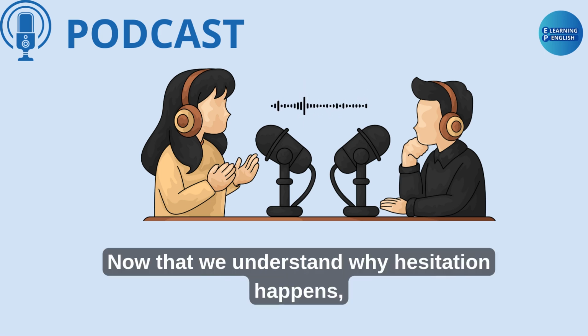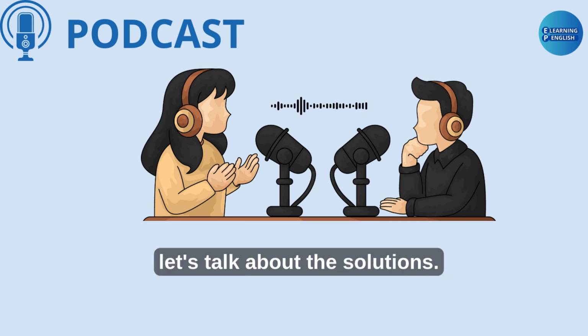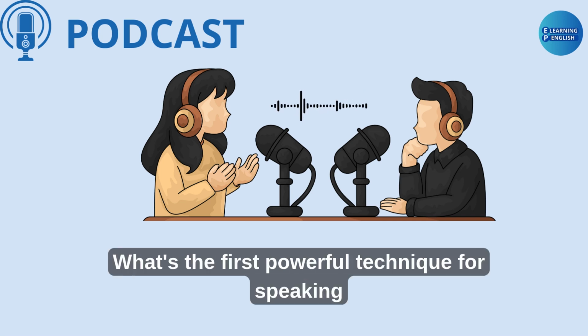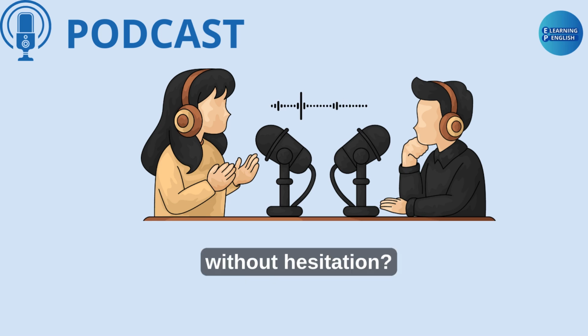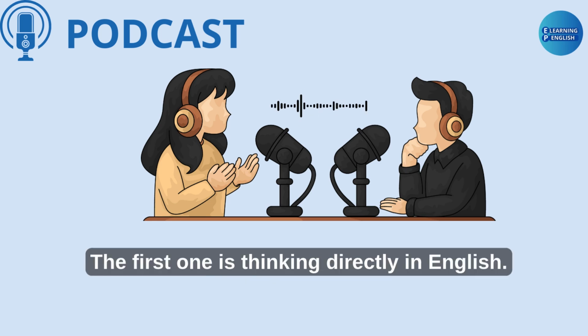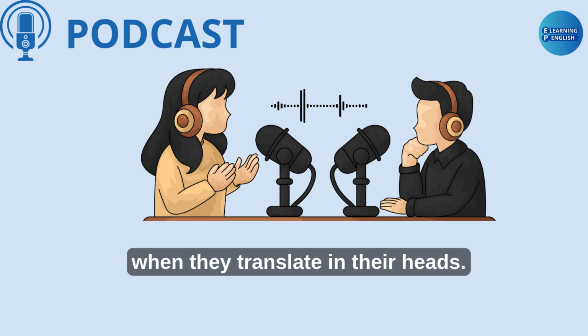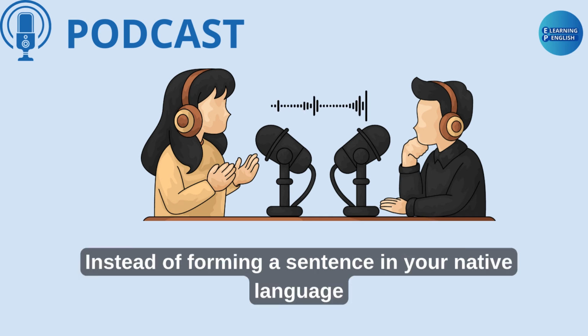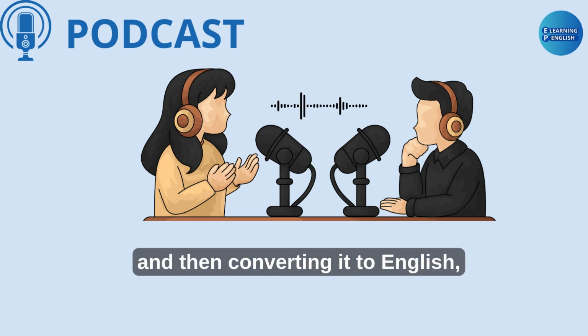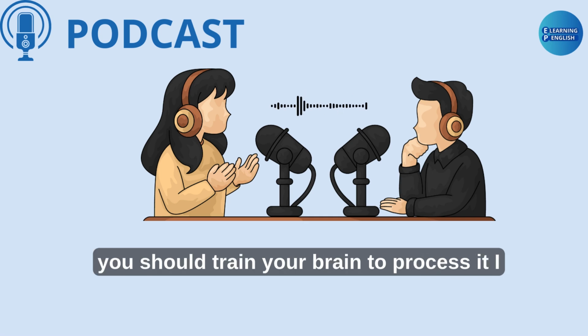All right, Julia, now that we understand why hesitation happens, let's talk about the solutions. What's the first powerful technique for speaking without hesitation? The first one is thinking directly in English. Many learners don't realize how much time they lose when they translate in their heads. Instead of forming a sentence in your native language and then converting it to English, you should train your brain to process ideas directly in English.